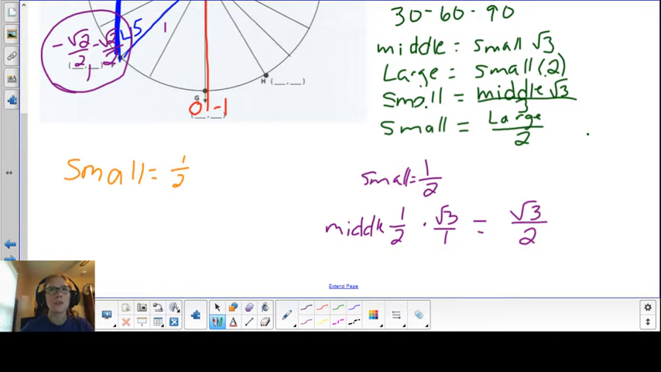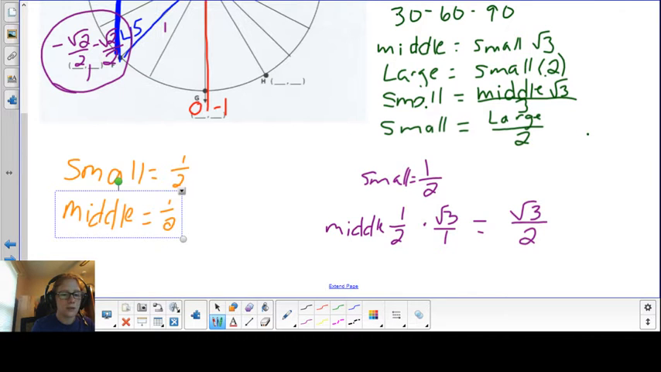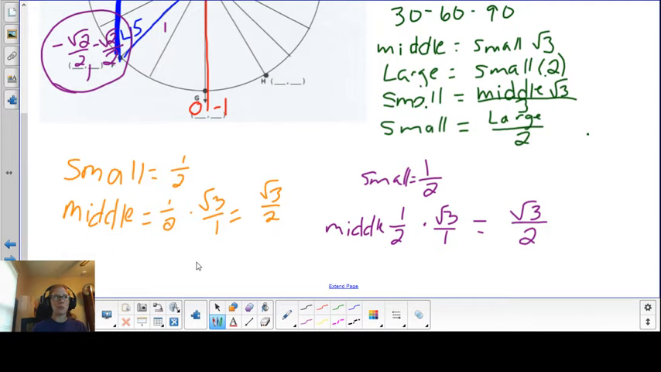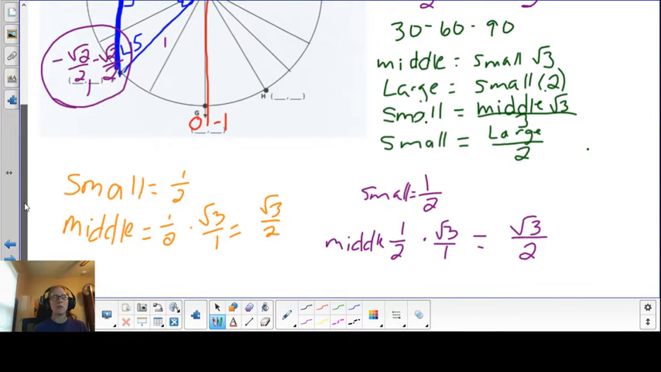Do you think my middle number is going to be exactly the same then? Let's find out. So I take my small, multiply it by the square root of 3. We know there's an invisible 1 there. We get square root of 3 over 2. What? They're the same number? Well, I mean, it makes sense, right? They have to be the same triangle. They have the same hypotenuse. If they have the same hypotenuse, they must have the same sides if we're in the same triangle.